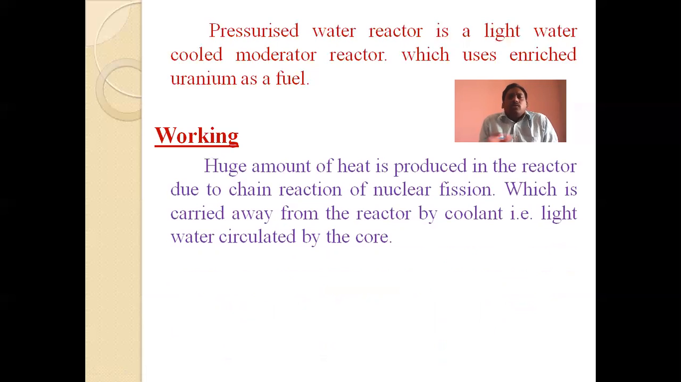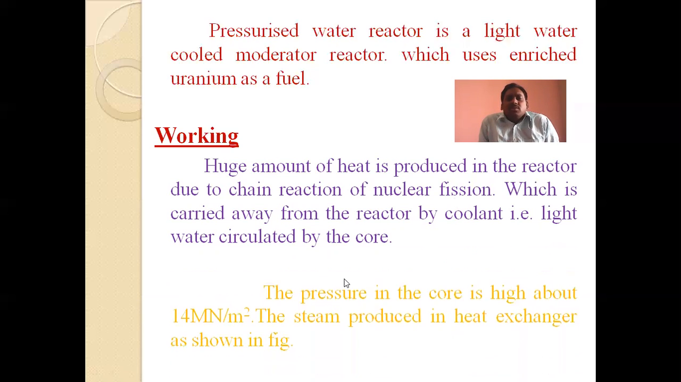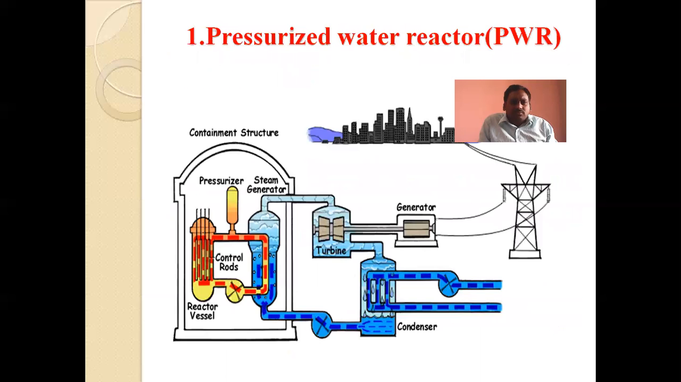In the PWR, the heat is produced in the reactor by the chain reaction of nuclear fission and is carried away from the reactor by the coolant. The coolant is light water, which is circulated through the core. We may have one doubt: if water is directly in the vessel, why doesn't it convert into steam in the reactor? Light water is circulated in the core because it is the coolant.